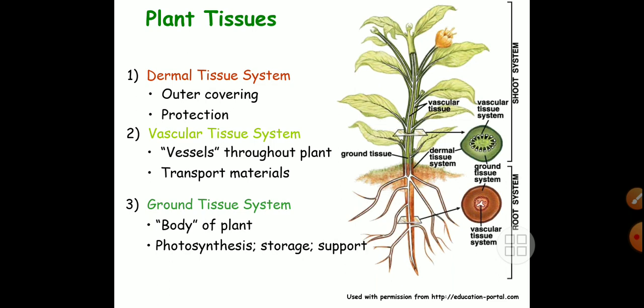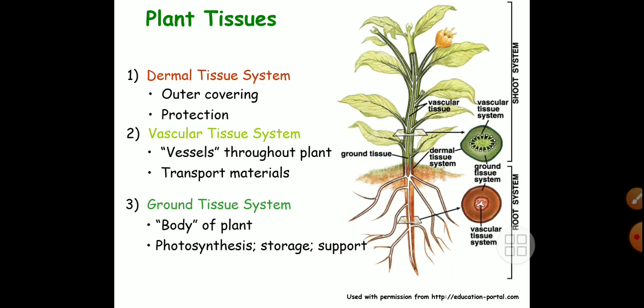Now we have to get an idea today about the plant tissues. We know the dermal tissue system, dermal in the sense that it forms the outer covering, and its function is protection. The second one is the vascular tissue system. The third one is the ground tissue. As per their names, they function accordingly. Dermal tissue, the skin or outer tissue, performs the work of protection.